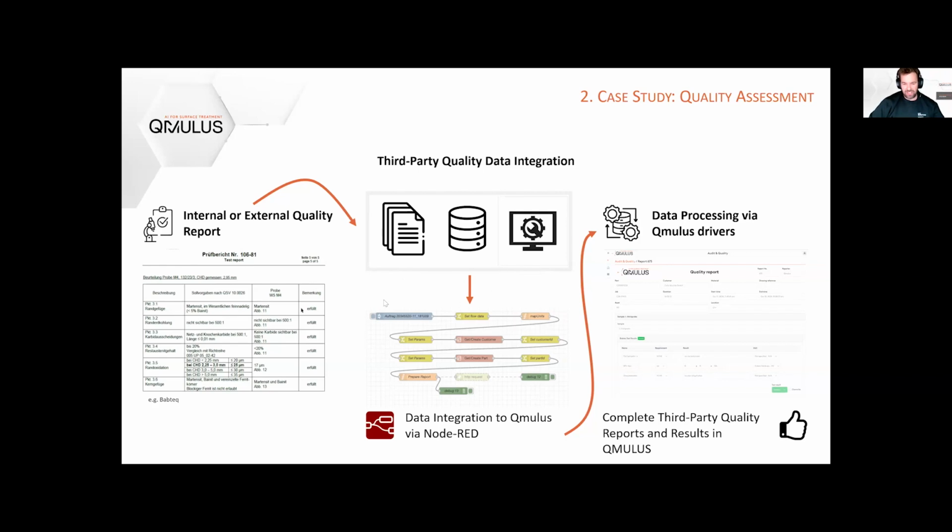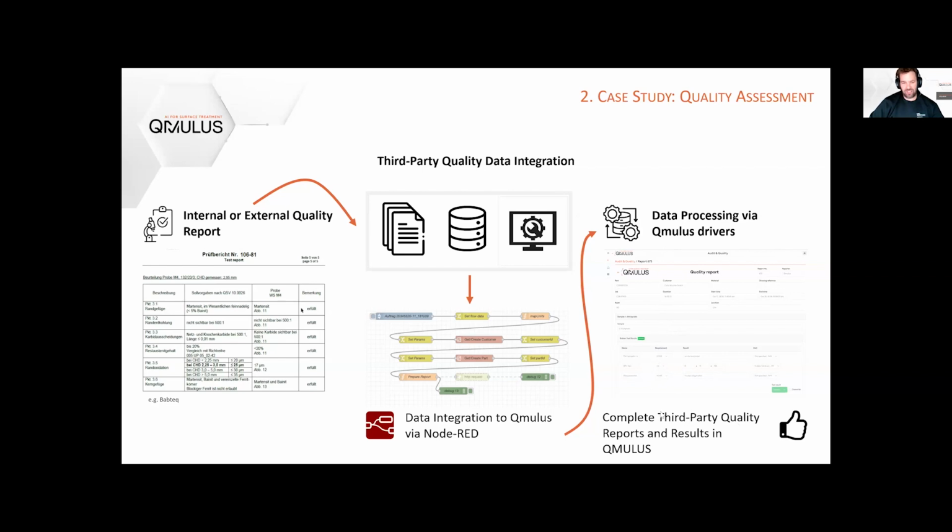What we would do then is integrate all this data to QMULUS via, for example, Node-RED. So we are setting up a data flow to integrate all this data. We are shipping the data to QMULUS itself. The data is further processed by certain QMULUS drivers to store it in a generic way and to display it in the way you will see later on in the QMULUS manner. So having all the results and the reports integrated, we're exactly where we would like to be.